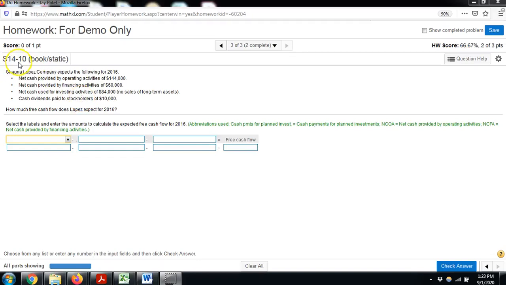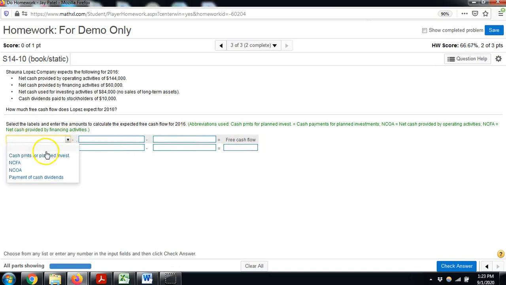This is S14-10. It's a quick one on the calculation of free cash flow. So let's just go through it quickly. So this top part wants us to basically define what free cash flow is.